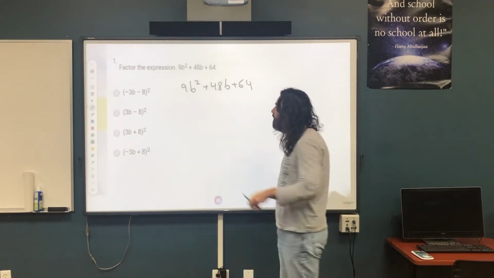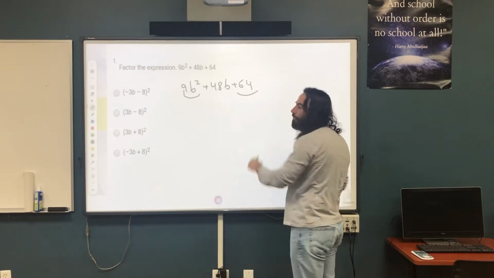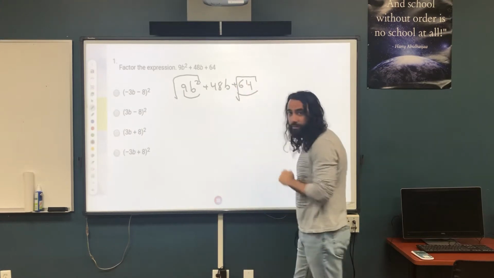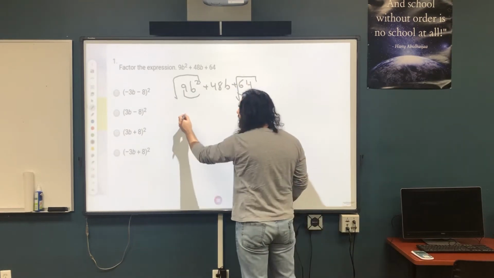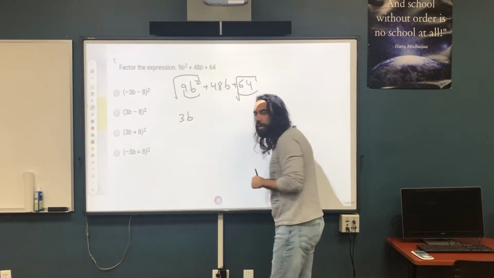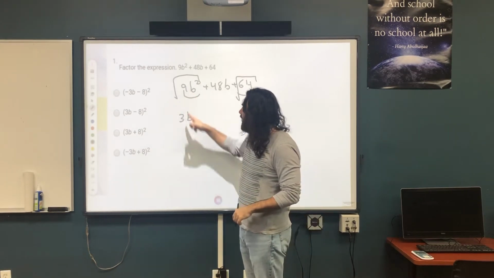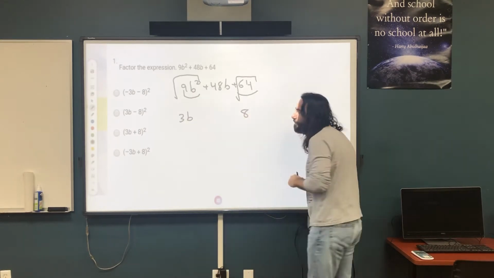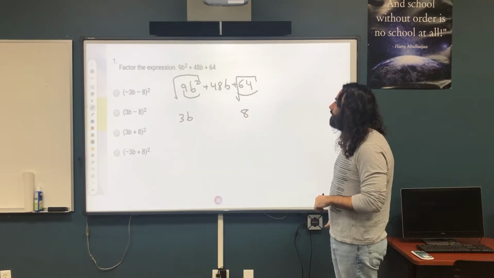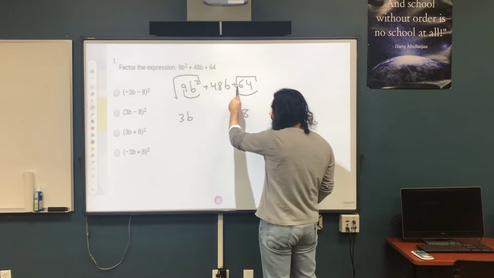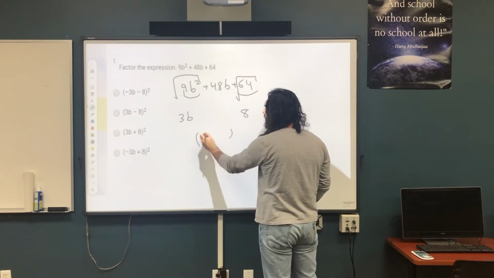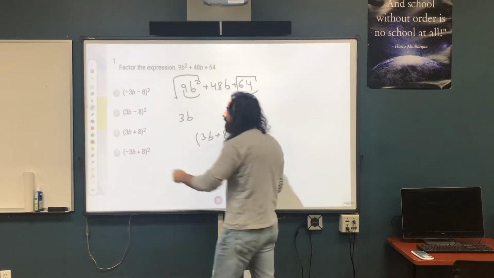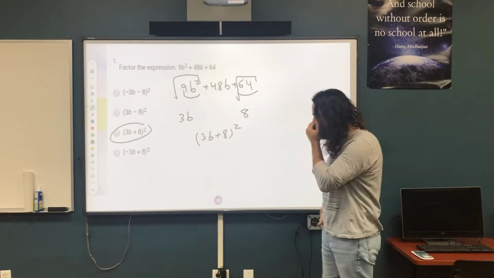In this case, if you look at the first term and the last term, and you take the square root of the first one and the square root of the last one, that's the way. The square root of 9b squared is going to be 3b, because 3 times 3 is 9, and b times b is b squared. And the square root of 64 is 8. And this will be your answer. Because everything is positive, the answer would be 3b plus 8 squared. So the answer would be the third one. That is it. Got it?